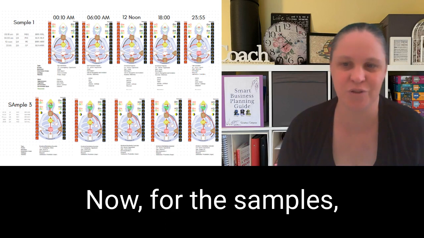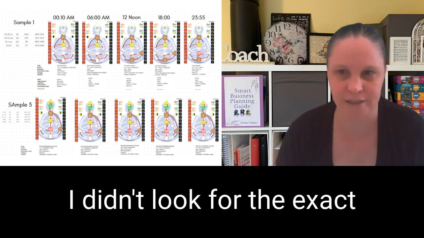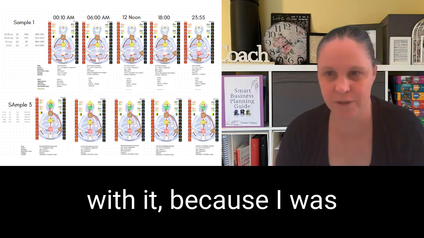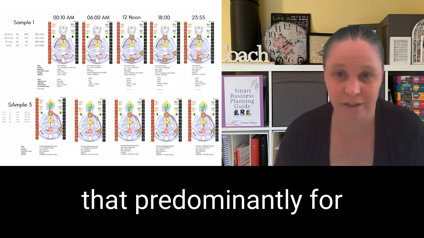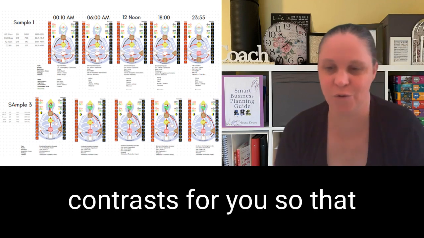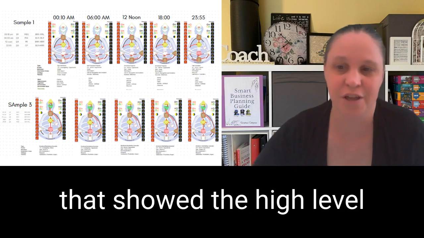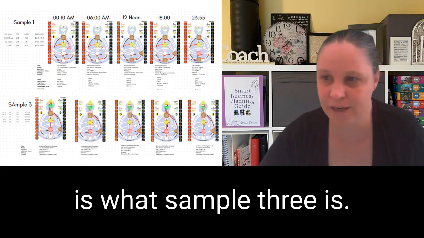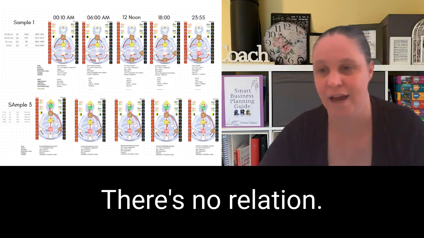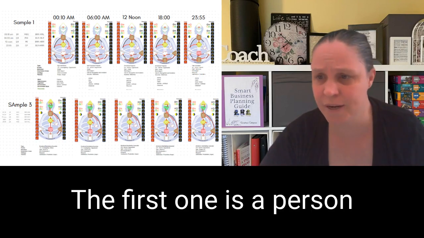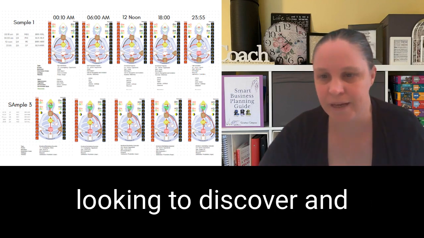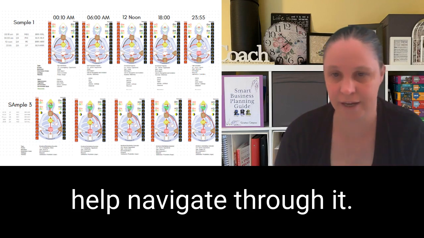Now, for the samples, I didn't go any deeper. I didn't look for the exact timing shifts, and I didn't play too strategically with it because I was simply looking at that. Predominantly for these, I was just looking for the contrasts for you so that we could have a sample that showed the high level type not changing, which is what sample 3 is. It is a date and it's not a person that I know. There's no relation. And the first one is a person that I know that I didn't know the time of, that I was looking to discover and help navigate through it.